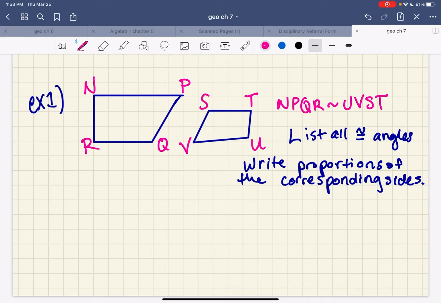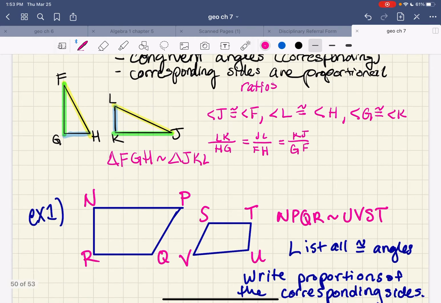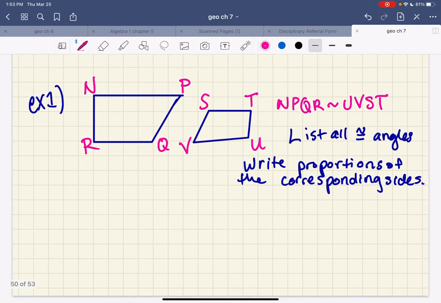Okay, welcome back. So we were just looking at the triangle and giving all of the congruent angles and the proportions of the corresponding sides. This is going to be the exact same thing. In fact, if you want to consider this like a try problem, I think that would be a great idea. Okay, so now is a great time to pause and then unpause in a second.